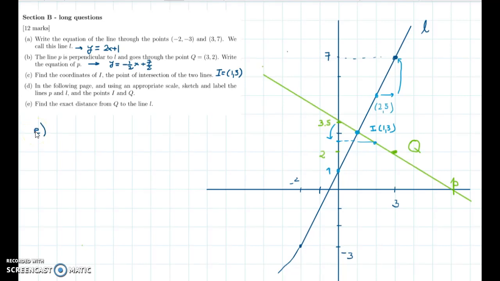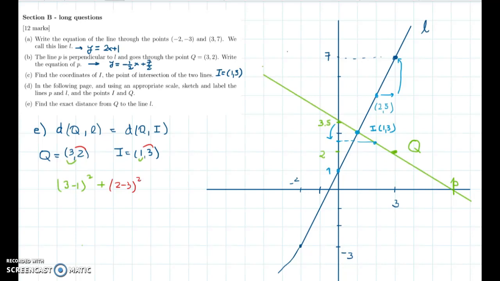So now we just need to find the distance from the point Q to the line L, and this is the distance from the point Q to the point I, because we know that P is perpendicular. So let me write here the coordinates of Q were (3, 2), and the coordinates of I are (1, 3), and we need to apply the formula. So we need the difference between the x coordinates, 3 minus 1 squared, plus the difference between the y coordinates, 2 minus 3 squared, and then we need to take the square root of all of that. This is 3 minus 1, that's 2 squared, 4, plus 2 minus 3, that's -1 squared, 1, square root of that. So this is the square root of 5. That's the distance between the point and the line over here.